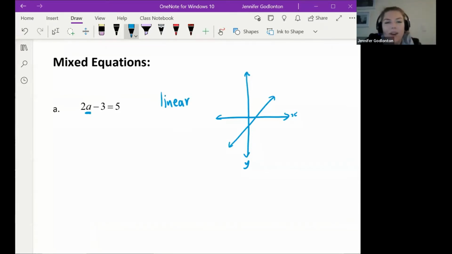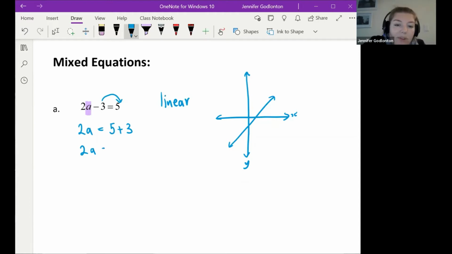Yes, okay. So let's try and talk through what we're wanting to do. We want to isolate that A. So the first thing we're going to do is we're going to move that 3 over. When that 3 moves over, it's going to have the opposite order of operations. So it was minus and now it's going to become plus. So we have 2A is equal to 8. And then we're going to divide by the coefficient of our variable. And we're going to see that A is equal to 4.